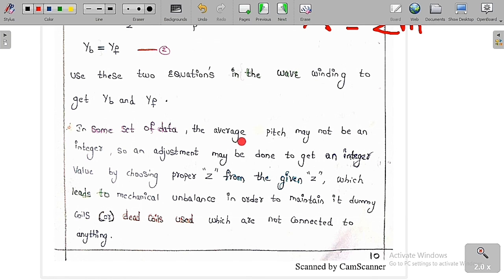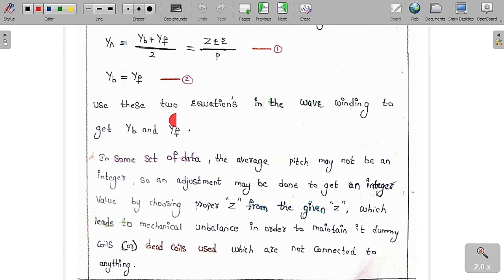In some sets of data, the average pitch may not be an integer. So an adjustment may be done to get an integer value by choosing the proper value from the given values, which leads to mechanical unbalance. In order to maintain balance, dummy coils or dead coils are used, which are not connected to anything.